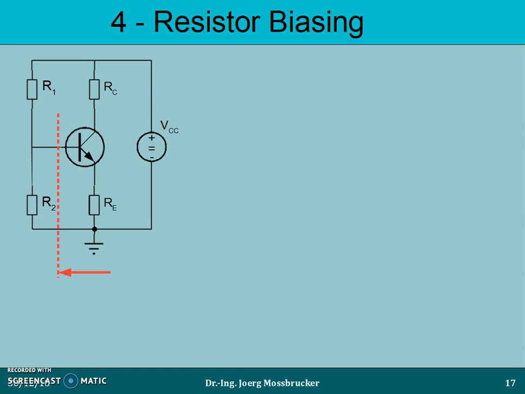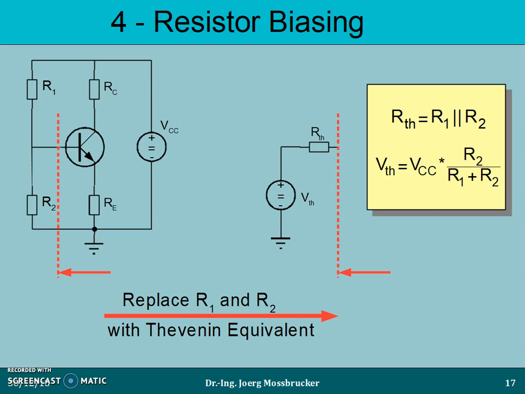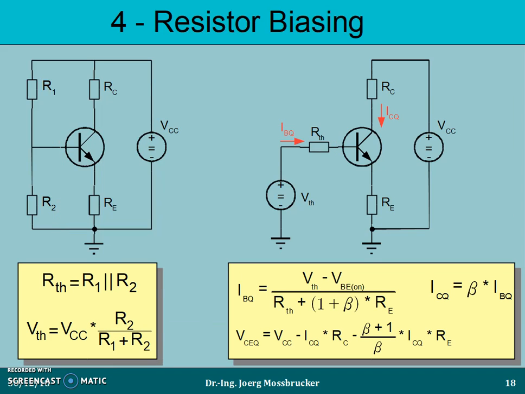So, again, let's look at R1 and R2, replace them with the Thevenin equivalent, which gives us a Thevenin equivalent voltage and a Thevenin equivalent resistance, where the Thevenin equivalent resistance is the parallel configuration of R1 and R2, and the Thevenin equivalent voltage is the voltage divider across R2. And then the remainder of the circuit can be calculated according to the single resistor biasing. That uses the exact same equations as before, but we now have the Thevenin equivalent voltage and a Thevenin equivalent resistance in those equations.